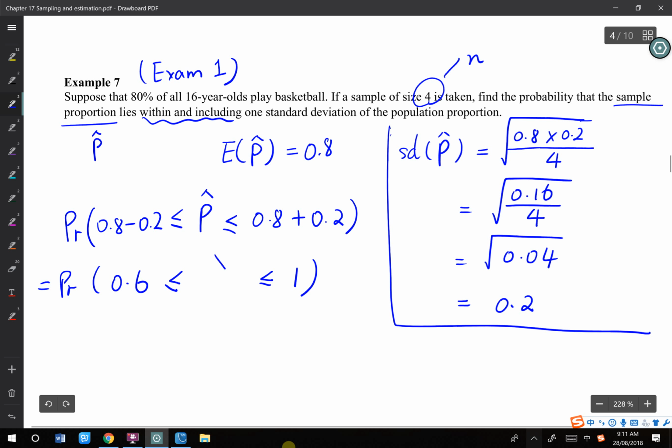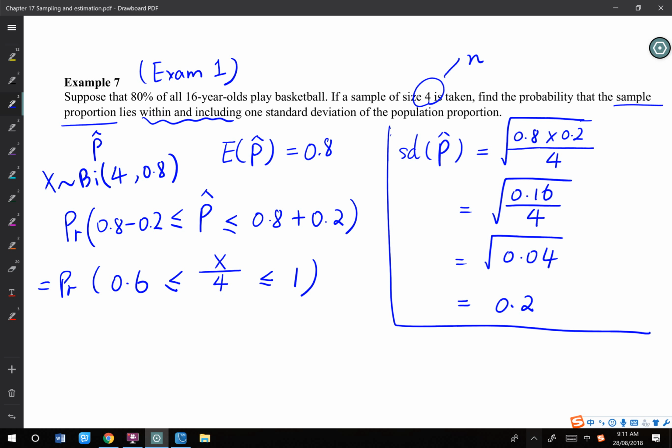What I have here is x over 4. Okay, I forgot my x. My x in this question is a binomial probability with 4, 0.8. X is the number of 16-year-olds who play basketball. Okay, I'm not going to write that, but you should write that. So x is the number of 16-year-olds who play basketball, and x is a binomial distribution with 4 trials and 0.8 success for each time.